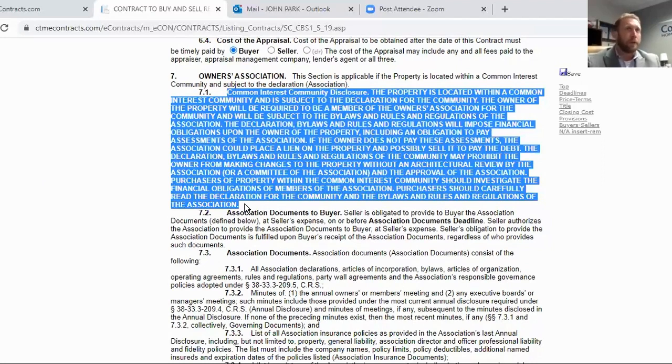So covenants are extremely, extremely important to the rules of the home and can even impact the value of a home depending on how an HOA is being run and managed.